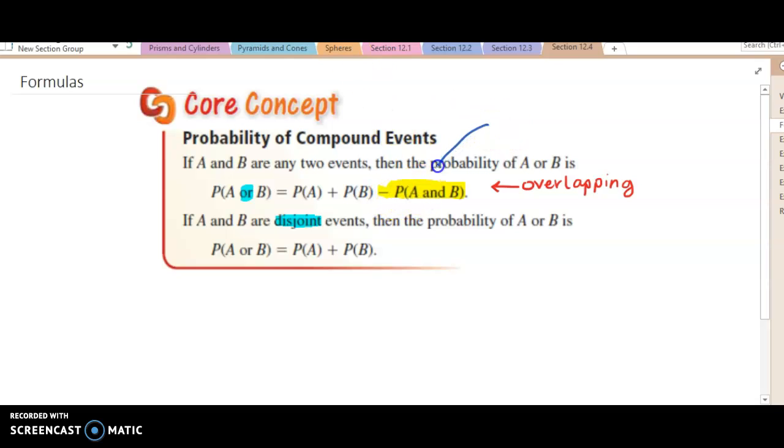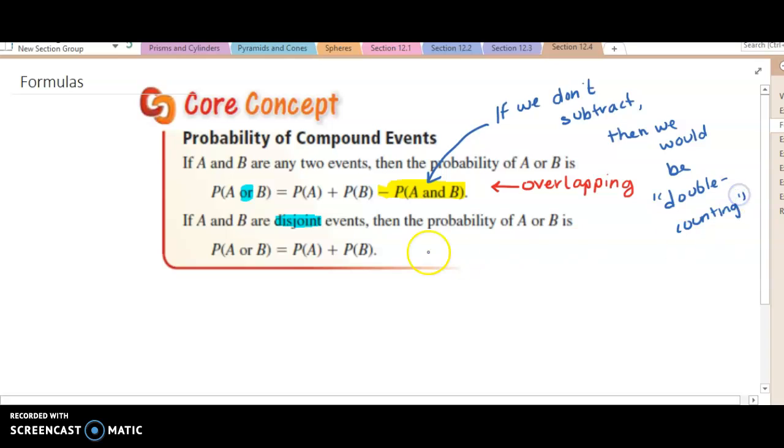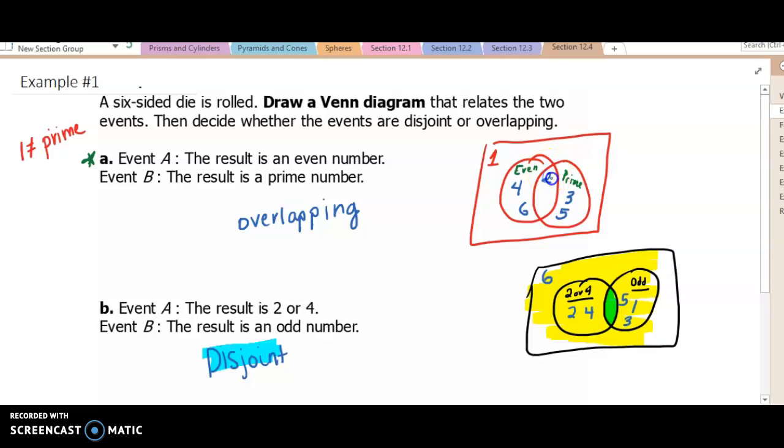We use this because if we don't subtract this, then we would be double counting the same event. Okay, so if we go back to here, if I didn't subtract 2, I would add it in as an even and as a prime, when in fact it's both even and prime, so it's just one number.